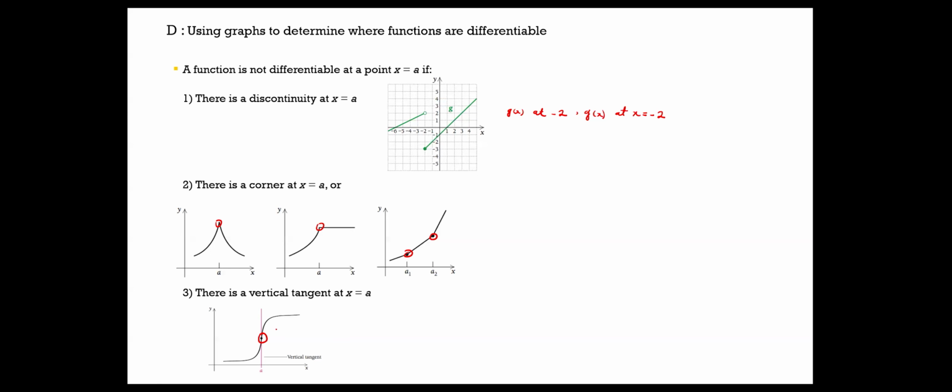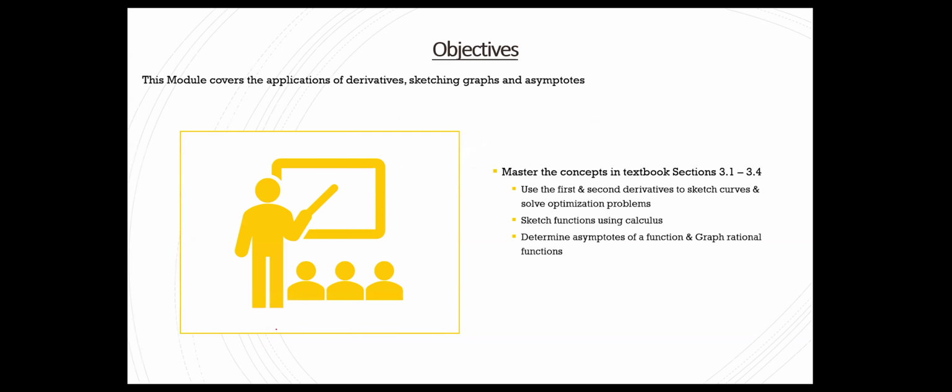For this week's module, you will be looking at sections 3.1 to 3.4, where you use the first and second derivatives to sketch curves and solve optimization problems. You'll also be looking at how to sketch functions using the calculus that you've learned so far in terms of the derivatives. And then we'll also be looking at how to determine asymptotes of a graph and graph rational functions.